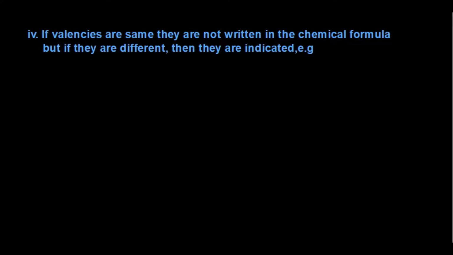If valencies are the same, for example, in NaCl, the valency of sodium is +1, while the valency of chloride is -1. Here the valencies are the same, so that's why they are not written in the chemical formula. So the chemical formula of sodium chloride is written as NaCl.